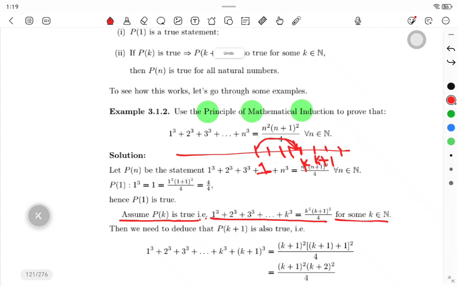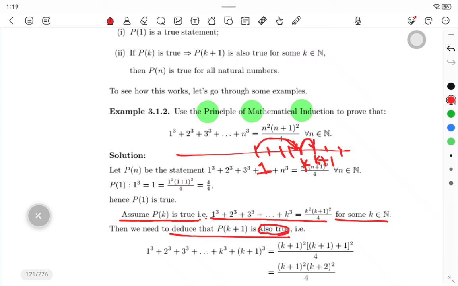That's why we are saying that next we must say that if this is true, it means that the next number will also be true after that one. You say if k is 1, it means that 2 will be true. If k is 2, 3 will be true. This is what this statement is saying. Then we're going to deduce that P(k+1) is also true. This is what we're interested in.